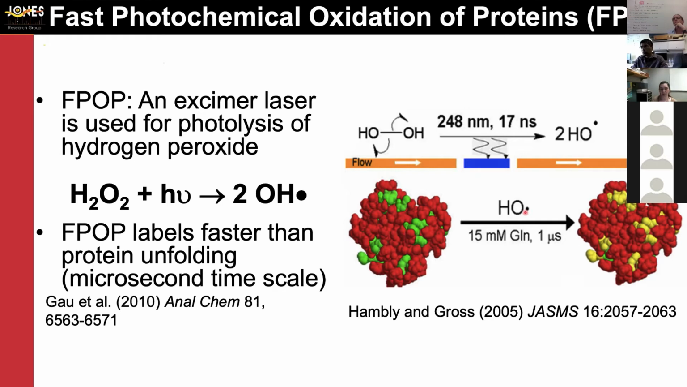So we have several experimental controls to limit overoxidation. And so one of those is to add glutamine as a scavenger, and this controls the radical lifetime. So based on the reactivity of glutamine with hydroxyl radicals, the decay is at the 1 microsecond time scale. So we are labeling things very fast, faster than proteins can unfold. And so in that way, we can study weak interactions with fast off rates.